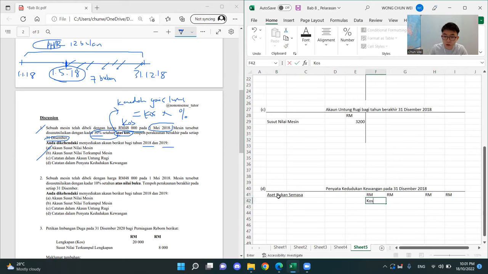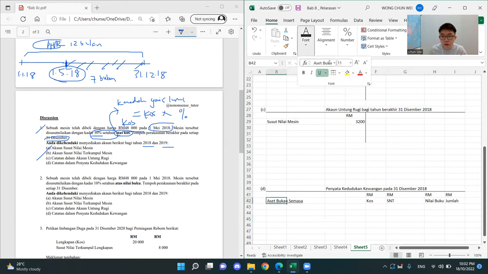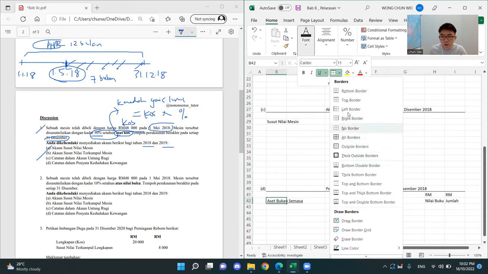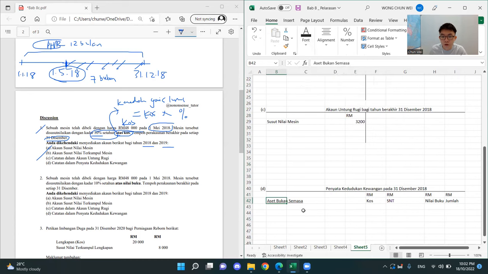Here will be the cost. Here will be the susut nilai terkumpul. Here will be the nilai buku. And lastly, here is the jumlah. All right, so when you go to the PKK, this is the format for the asset bukan semasa lah. All right. So here, what is the asset bukan semasa here? It is the machine, isn't it? So, right, the machine.